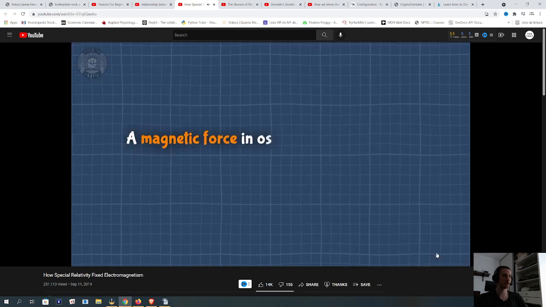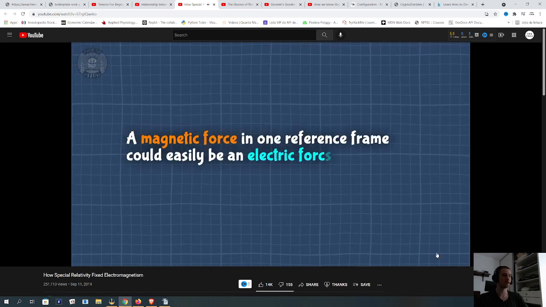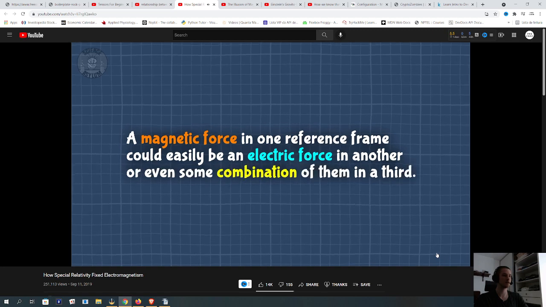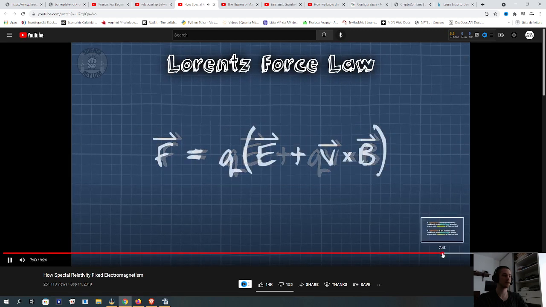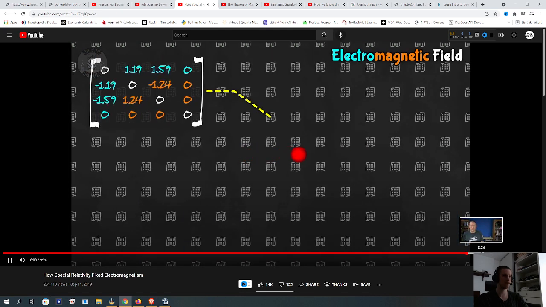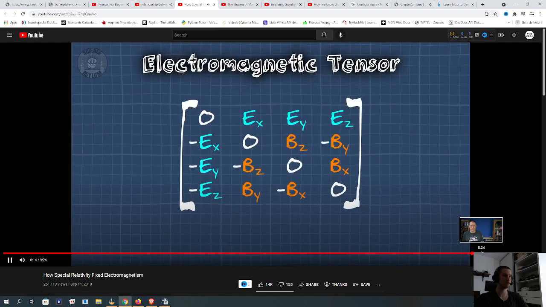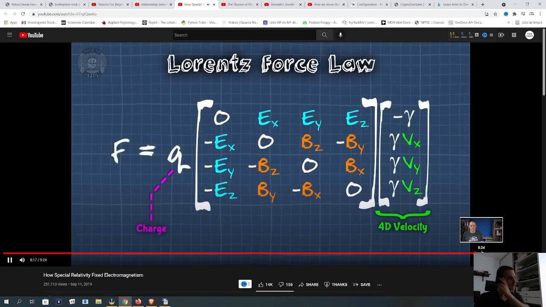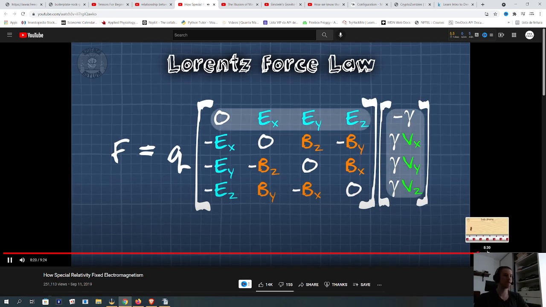The magnetic force in one frame of reference could easily be an electric force in another, or some combination of them in a third frame. We can show this in the Lorentz force law by pulling out the electric and magnetic fields into a matrix, so we can say it in 4 columns, because there are 4 dimensions in spacetime. It represents the electromagnetic field as a field of tensors. One tensor at every point in space and every moment in time. It groups the electric and magnetic fields together in just the right way, so the Lorentz force law still works out the same. We even get electrical power as a bonus.